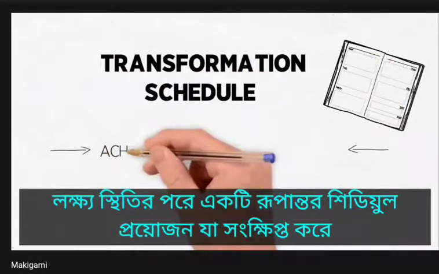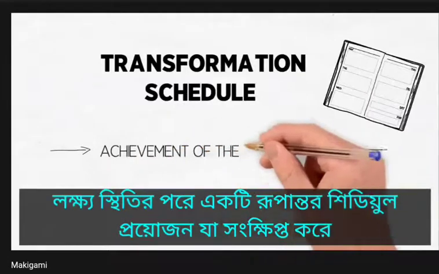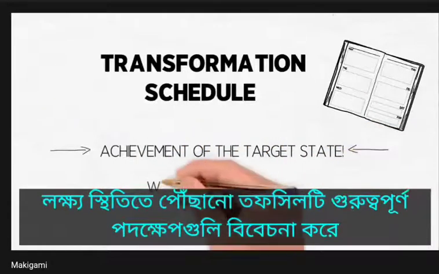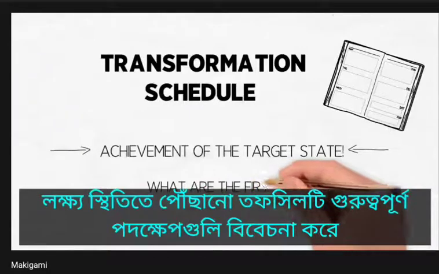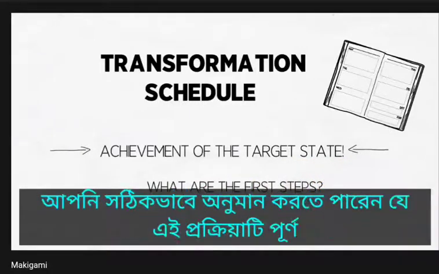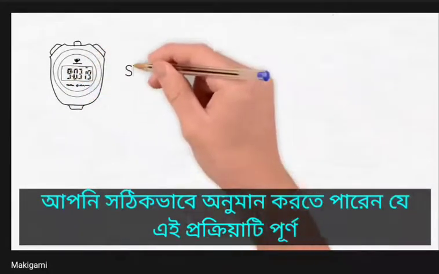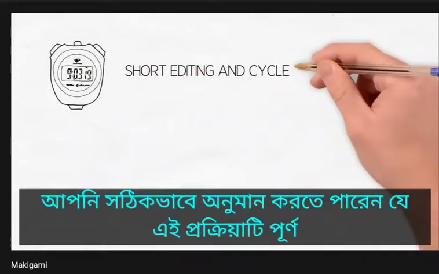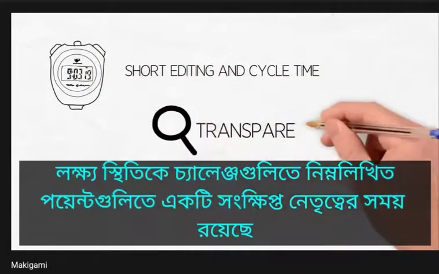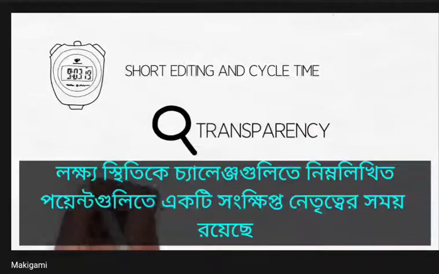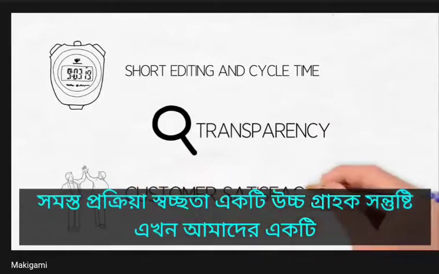Afterwards, a transformation schedule is needed that conduces the reaching of the target state. The schedule considers the important steps in the right direction. As you can imagine, this process is full of challenges. The target state contains the following points: a short lead time, transparency in all processes, a high customer satisfaction.